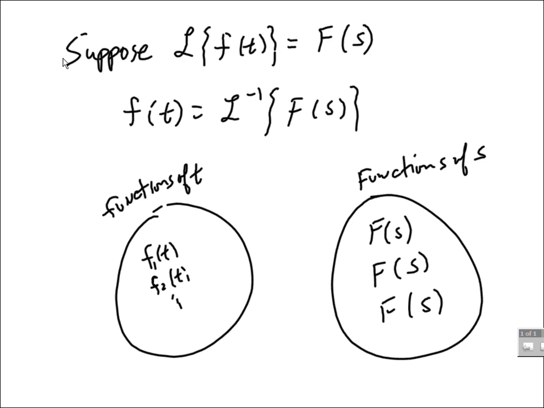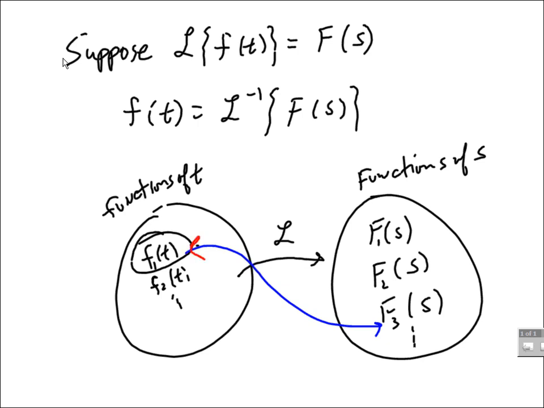Since there's more than the number of letters in the alphabet, we'll call them big F1, big F2, big F3, etc. So L, the transformation or the mapping L, goes from the left set to the right set. It will take f1 of t and map it to some function of s. But what if we want to go the other way?